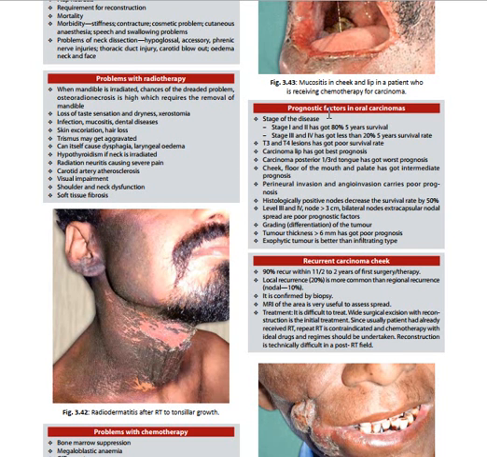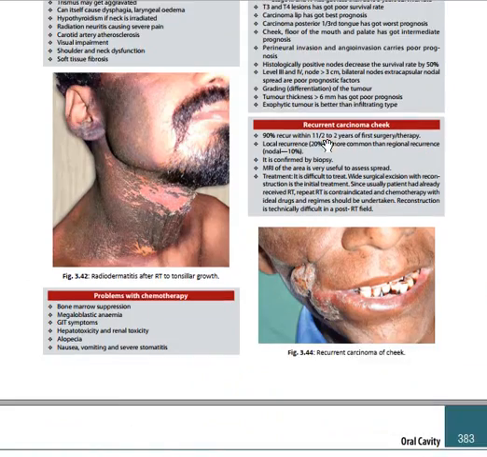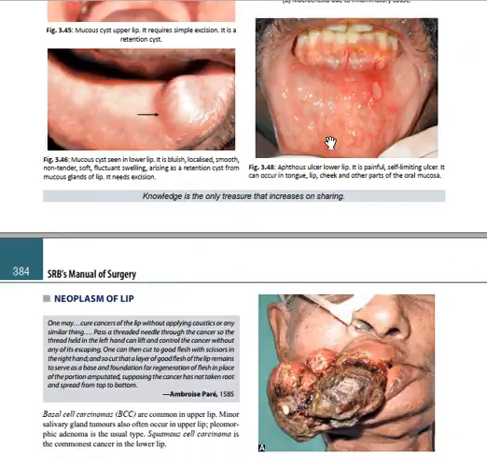Number four, after the staging of the cancer, you have the number of lymph nodes involved. Those are the major four elements. And number five, also the thickness of the primary tumor. So those are the five main things that can be involved in this case. Now, after that, we have the lips.